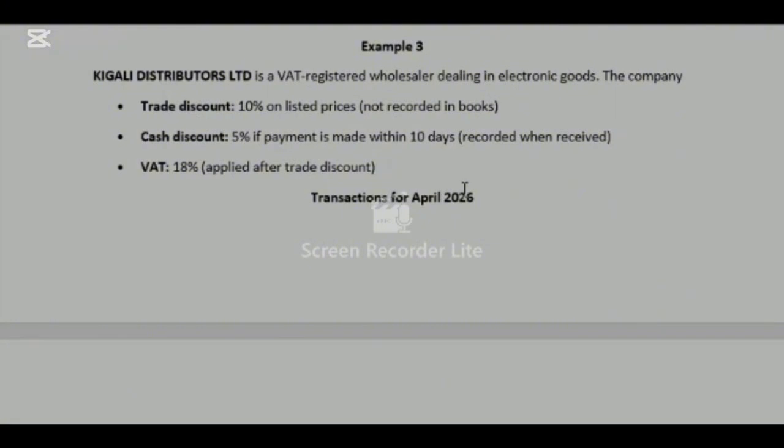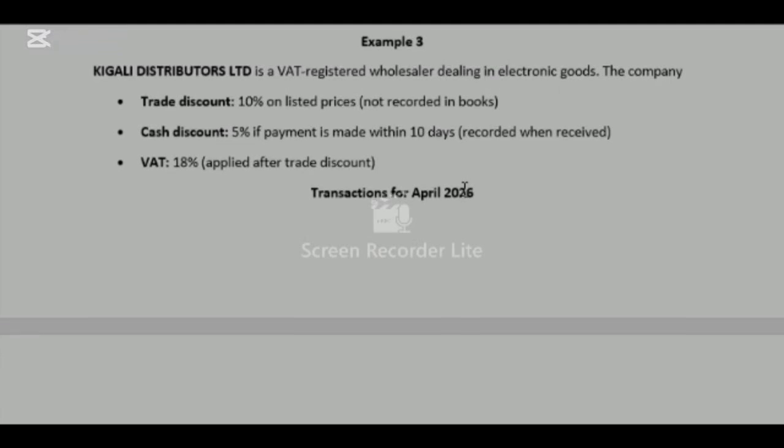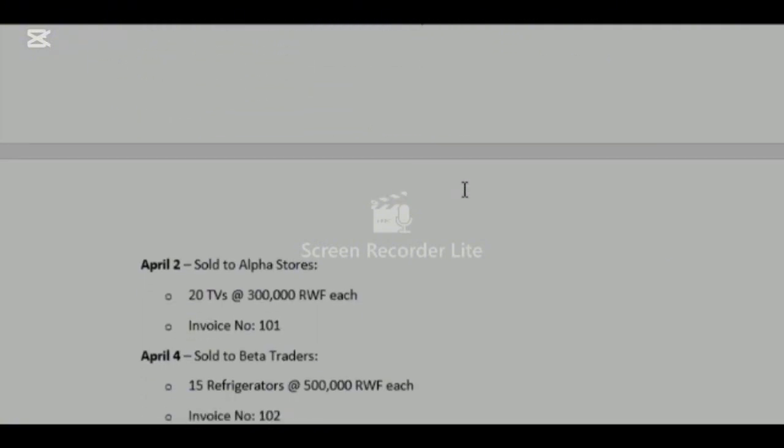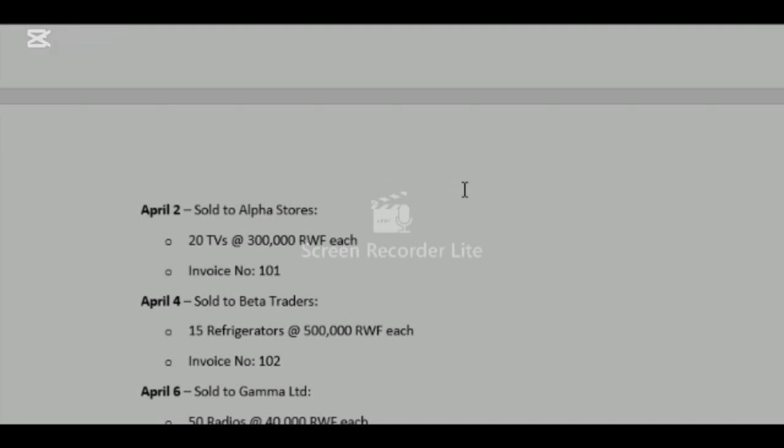Here is the question you must answer yourself. Kigali Distributor Limited is a VAT registered wholesaler dealing in electronic goods. The company gives a trade discount equal to 10% on listed price, not recorded in the books. And the VAT is 10%, applied after trade discount. So these are the transactions done by Kigali Distributor Limited in April 2026.